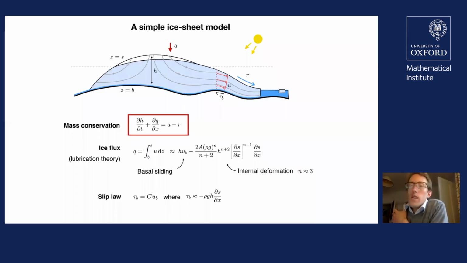So that brings me on to this slide, which describes a very simple model for an ice sheet. And we saw this cartoon picture at the top earlier on. The basics of the equation is a mass conservation equation. Q is the ice flux. That's the integral of the horizontal velocity over the depth of the ice. I'm calling the bottom of the ice b and the surface of the ice s. And the difference between those is h, the thickness, and that's the thing that we're mainly trying to work out how it evolves. And the simplest model for this is that we use lubrication theory.